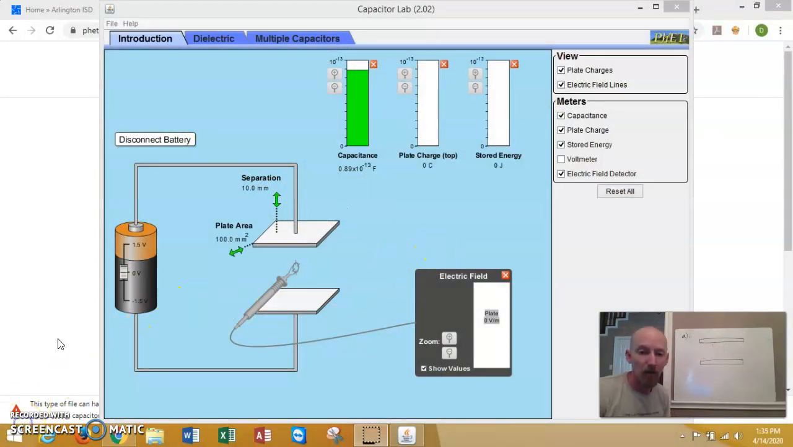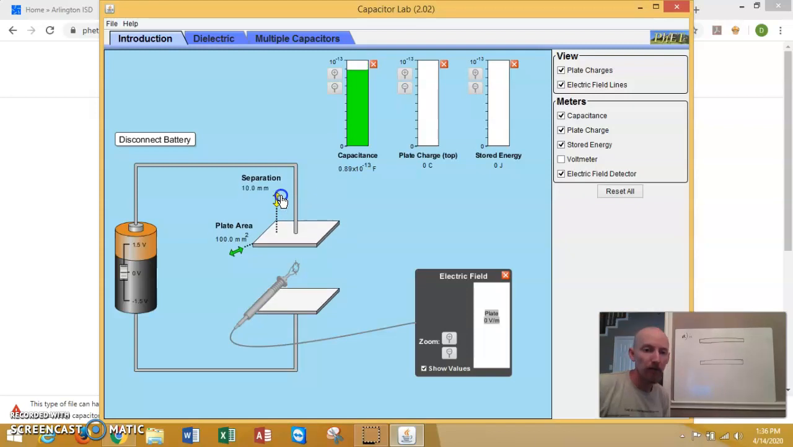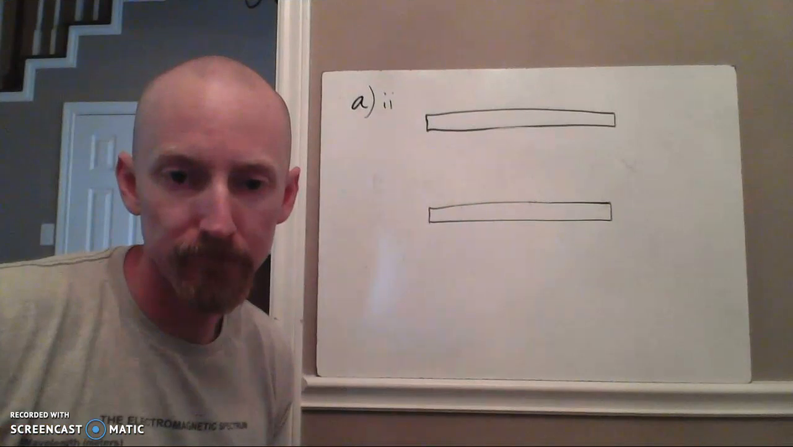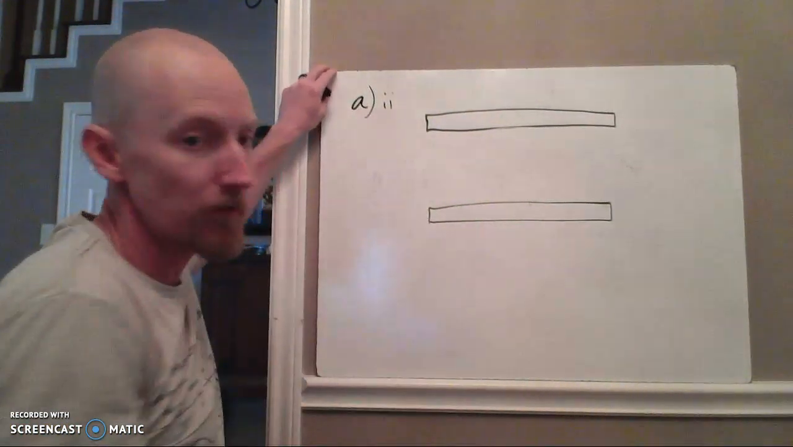All right, so for the second part, A-II, we're going to take these plates and decrease the separation. So the separation is going to be less than it was. And they want to know, if it's moved to the new separation, what magnitude of charge would be on each plate. I like PhET because I can actually fiddle with it and we can check it.